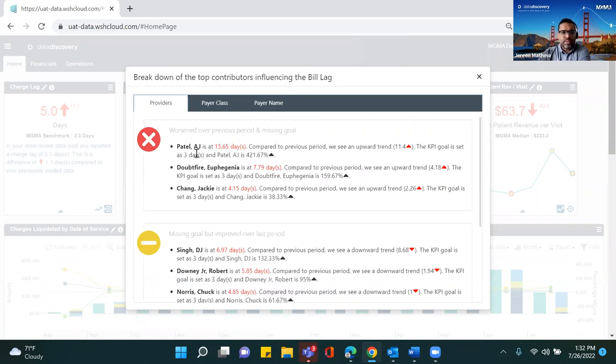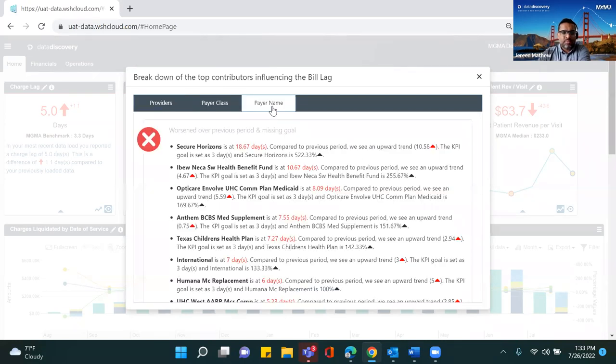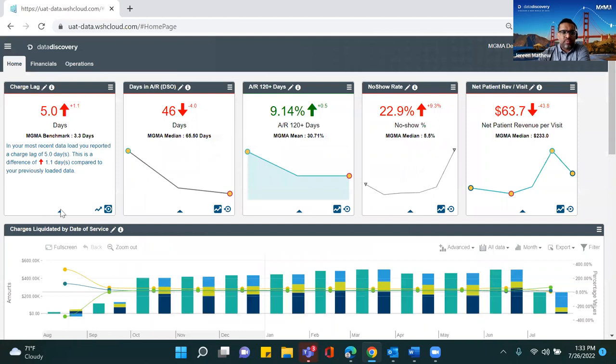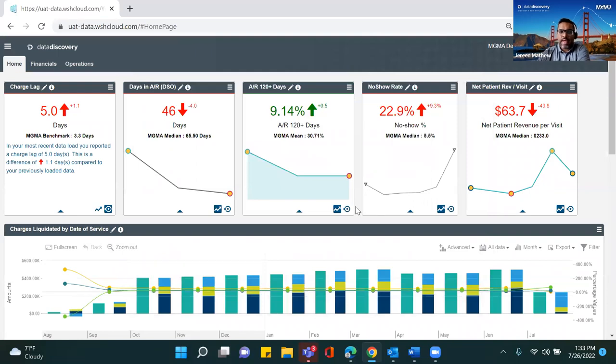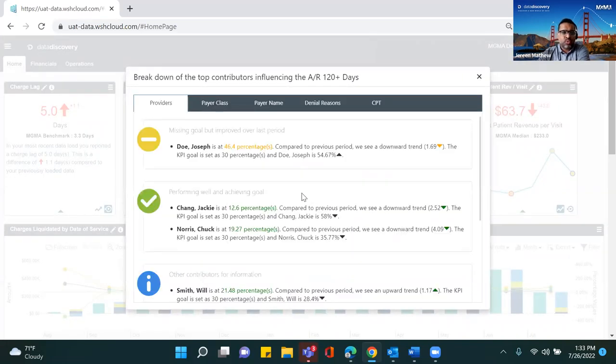So Dr. Patel's claims are billed out in 15 days. Dr. Doubtfire's claims are taking 7 days. Dr. Chang's claims are going out in only 4 days. And if you take the same KPI but with a payer lens, it tells you Secure Horizon is getting billed out late. The next ones you need to focus on are IBU, NECA Southwest, Option Care, Anthem, Texas Health. As you can see here, it tells you where the focus area should be, so you don't spend time analyzing and diagnosing the problem. This form of diagnostic analytics helps you understand the root cause.